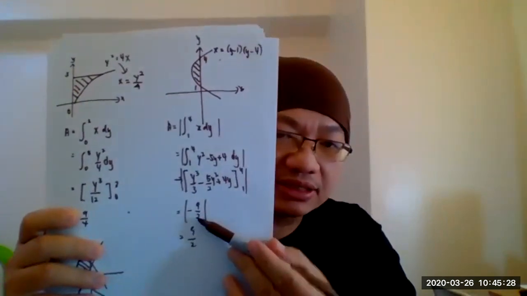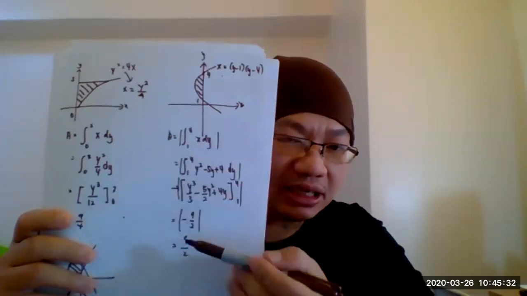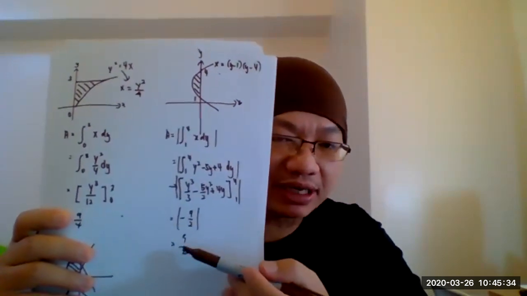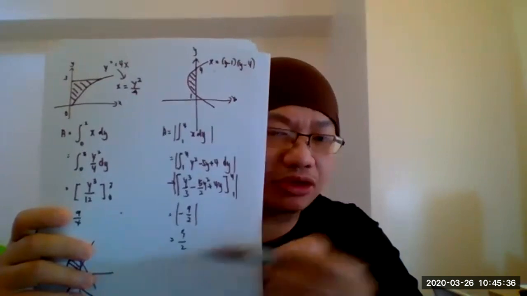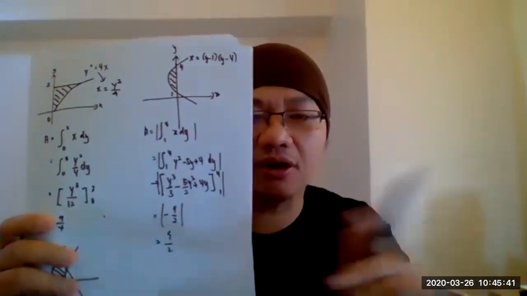When you get the negative answer, straight away put the modulus from the starting step until the second last step, and then the final answer will be positive. So yeah, this one no need to put the modulus lah, because the modulus already neutralized the negative. Okay, that is all about the y axis. Now let's do the exercise.